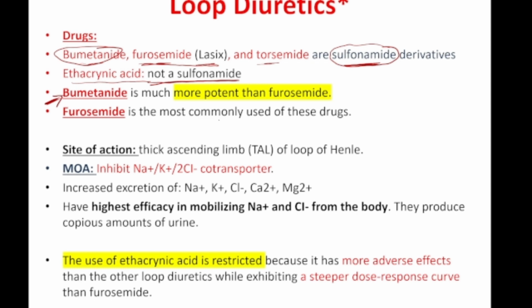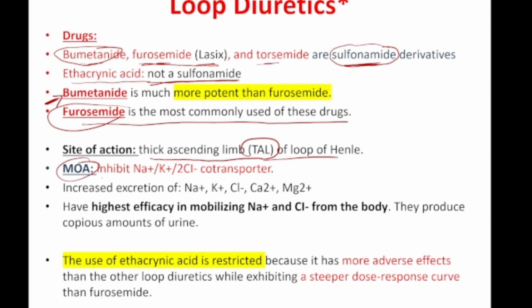Okay, most commonly used is furosemide, Lasix. Most commonly used drug in practice. So we have a lot of "most" here. Most commonly used drug for loop diuretic, furosemide. More potent medication than furosemide, bumetanide. Okay, site of action, thick ascending loop of Henle. Mechanism of action, we already discussed, inhibits sodium potassium 2 chloride transporter.